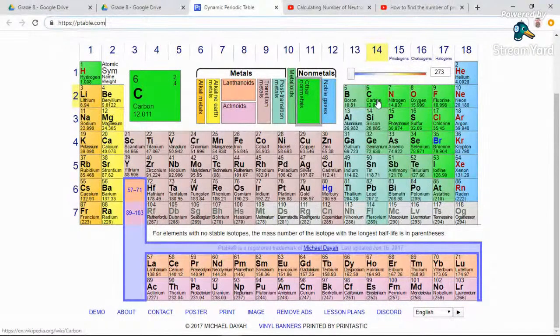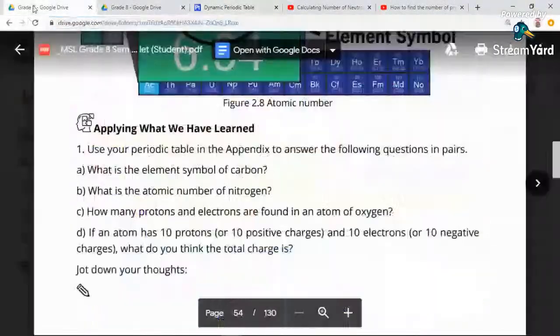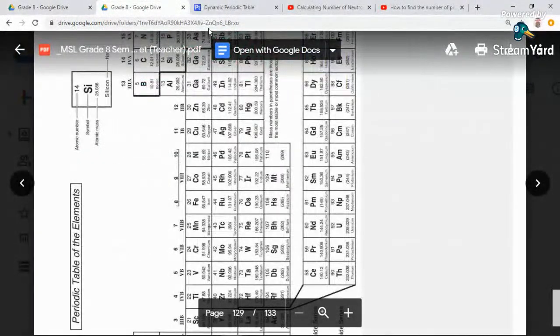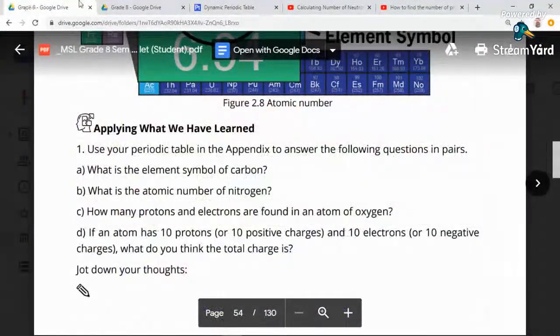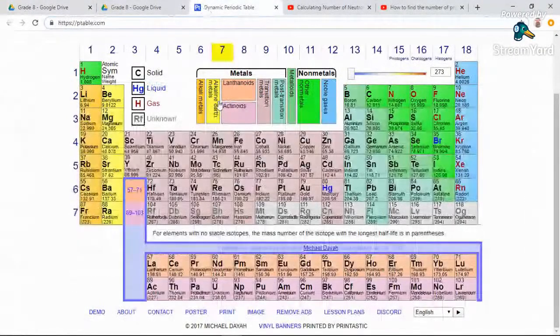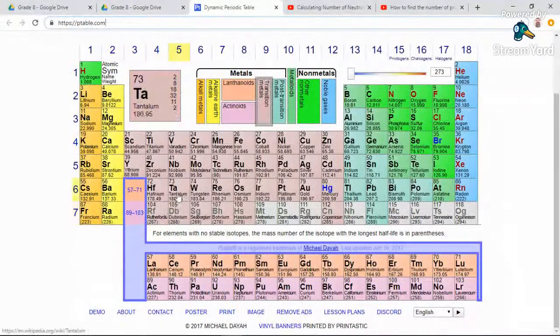Very easy. And then what is the atomic number of nitrogen? So you can go on your periodic table. I'm going to look on mine. I'm looking for nitrogen. So I have to look at the bottom. I have the full name, and I found nitrogen. There you go.